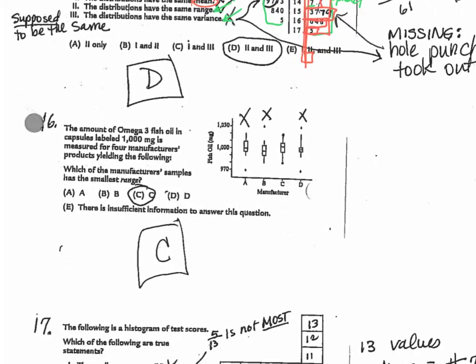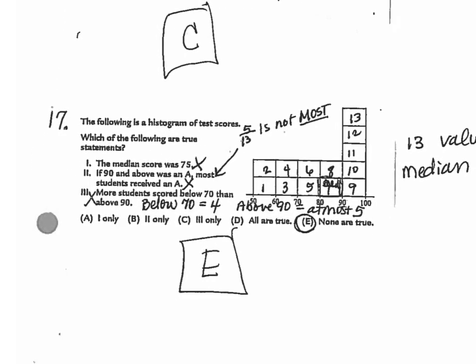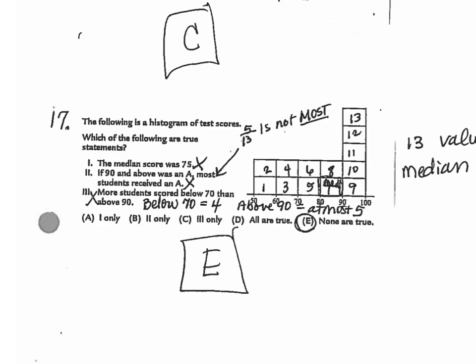All right, number 16 is C. I got questions on Friday. Do the outliers count whenever you're doing the range? Absolutely. Outliers play into the range. Number 17 is E. None of those are true.